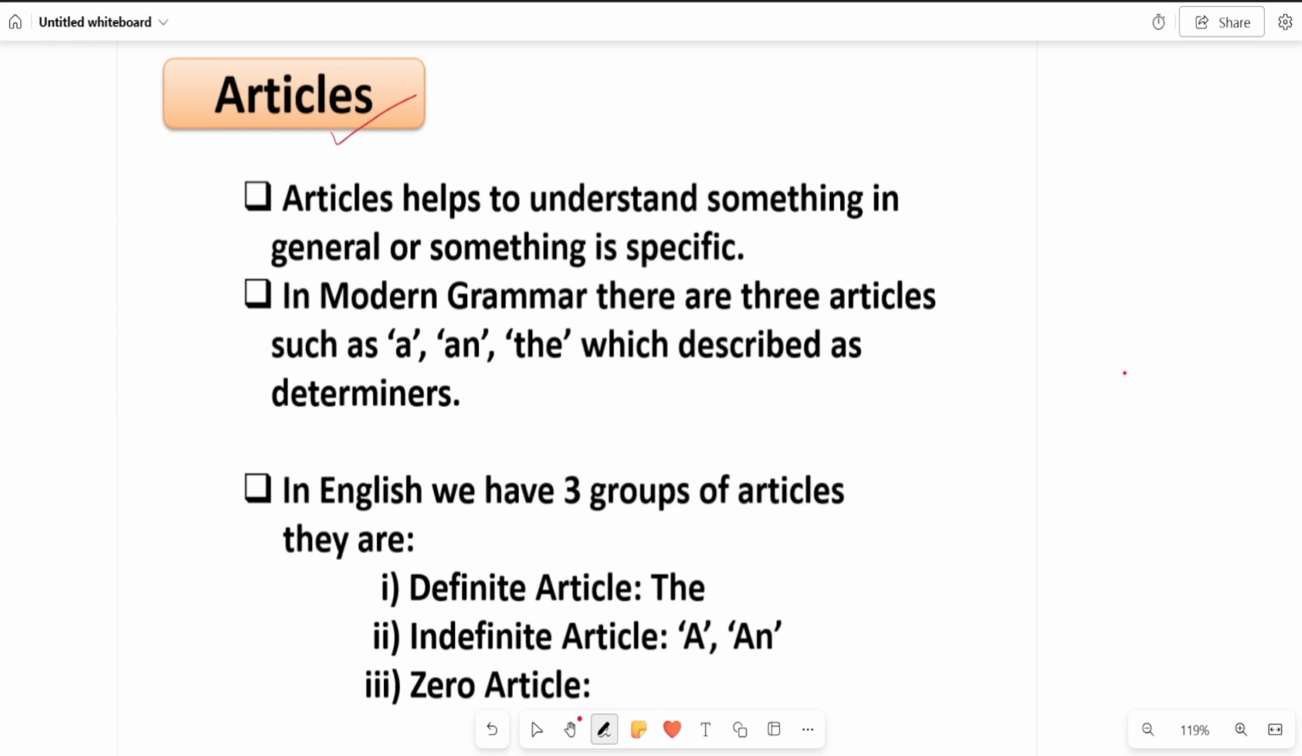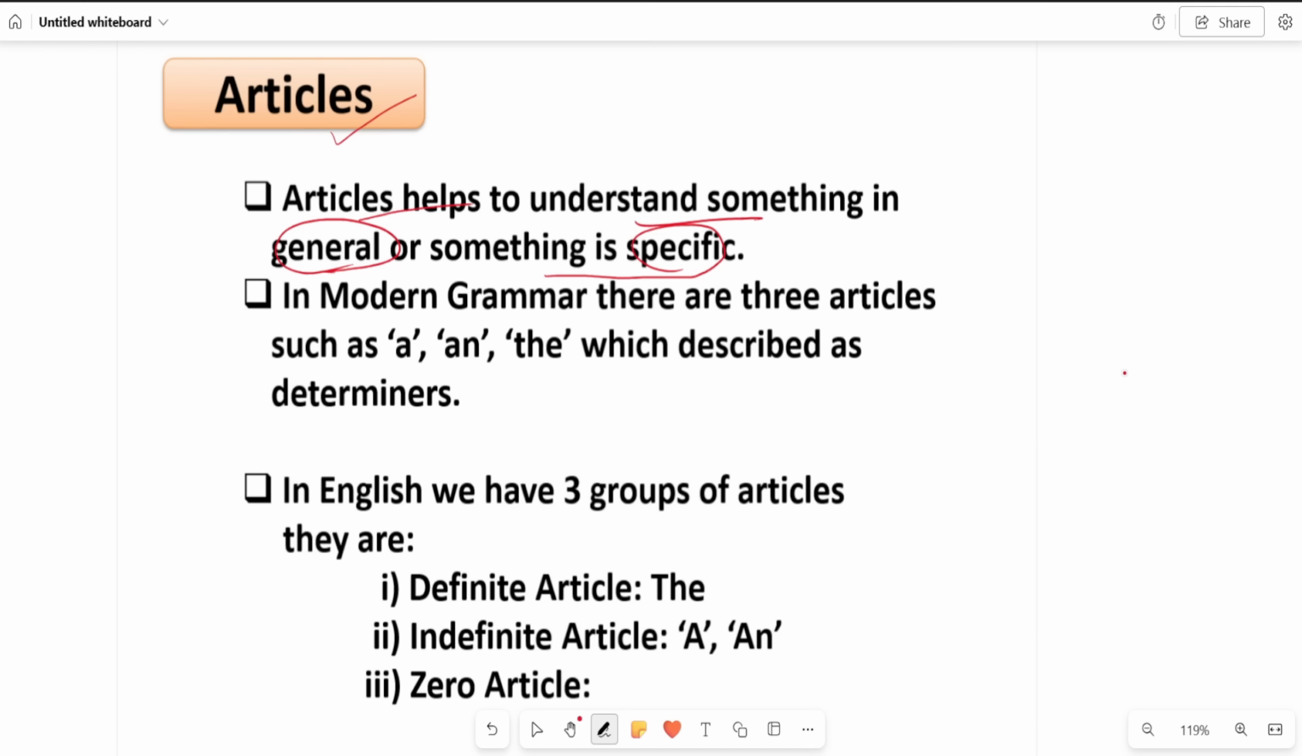So today we're going to understand why we should study articles and what is the importance of it and everything. Now see, what are articles? Articles help us to understand something general or something specific, the way I told you: a pen and the pen. A pen means very simply I'm asking for any pen, but the pen means I'm talking about something particular, right? So "a" and "the" give us clarity on where to use what, and they convey our meaning specifically and particularly.